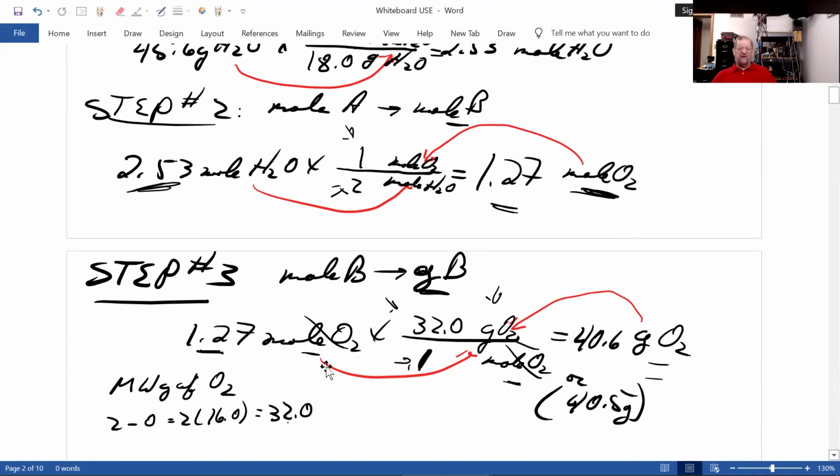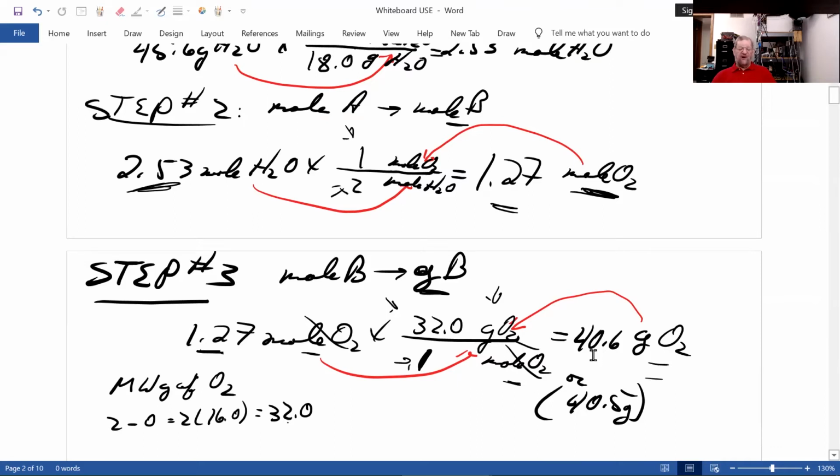1 mole of a compound equals its molecular weight in grams. The molecular weight of oxygen gas, O2, with 2 oxygens, is 2 times 16.0 equals 32.0. And therefore, 1 mole per 32.0 grams. Notice moles of oxygen divided by moles of oxygen cancel out. I'm left with grams of oxygen, 3 significant figures.